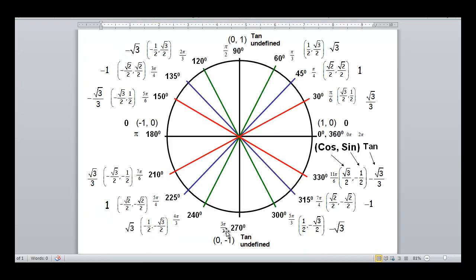On my unit circle, if I look at the 45-degree reference angle, I can see that cosine, the x value, is root 2 over 2. So that tells me to look at the other quadrants where I have a 45-degree reference angle. I would ask you to remember that in quadrant 1, the cosine function is positive, the sine function is positive, and tangent is positive.